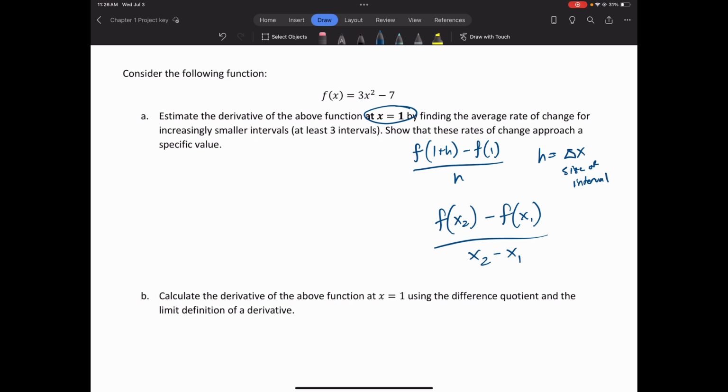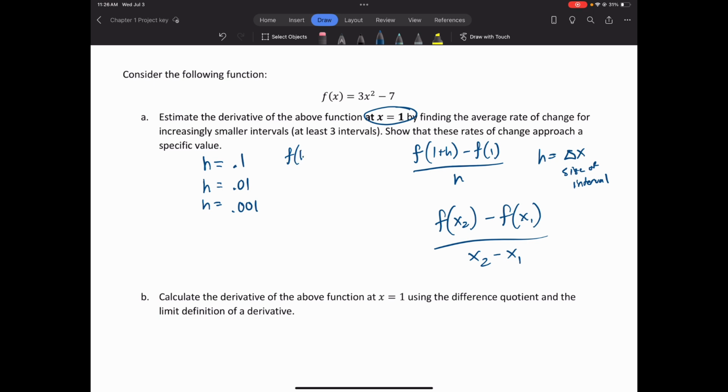Okay. A lot of you guys, I think everybody, did it the first way, and I did it this way as well, where I can choose my 3 different interval sizes, which I chose to be 0.1, 0.01, and 0.001. Once again, I can use either of these different methods to solve for it. This one, I would just do f of 1.1 minus f of 1 over 0.1, and you get 6.3. When I'm talking about f, I'm talking about my function.